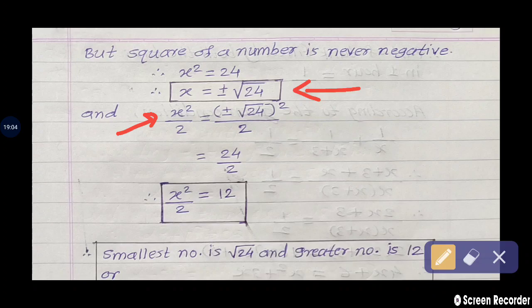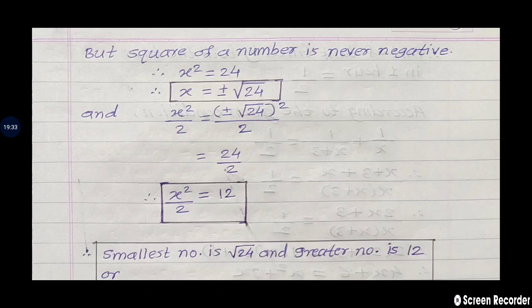So we are making the square of any positive or negative answer. We are always getting the answer positive. So we are making the square of this, what are we getting? Only 24. Square of root 24, the square and root cancel, only 24 remains, divided by 2 as it is, 24 divided by 2. So the second number we are obtaining here, x square divided by 2, this is our greater number, that is 12.